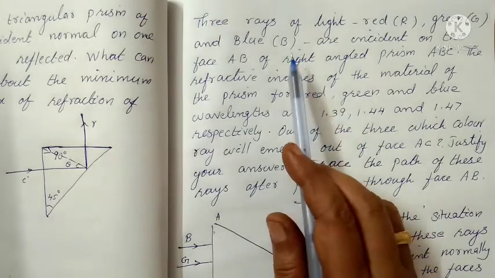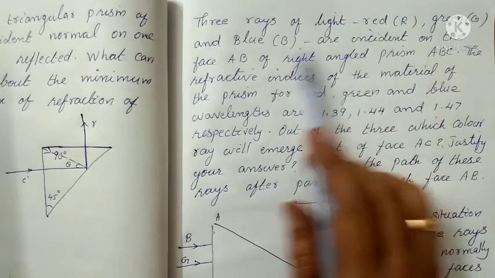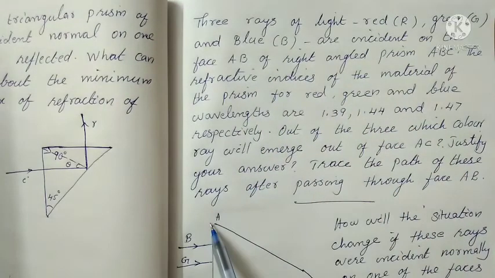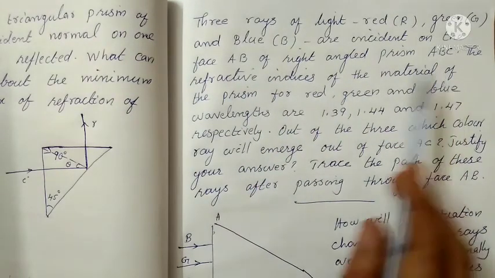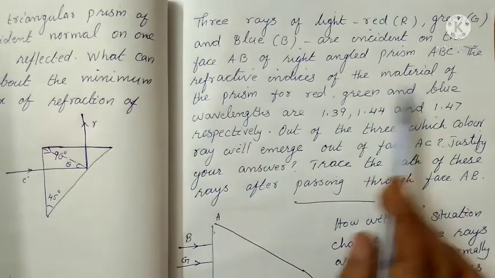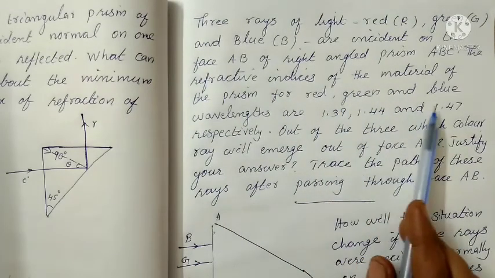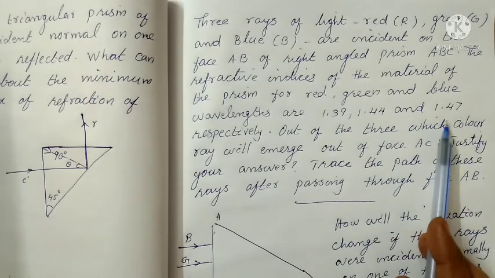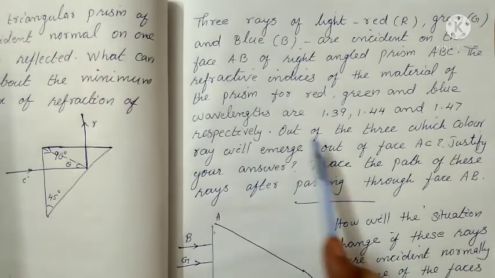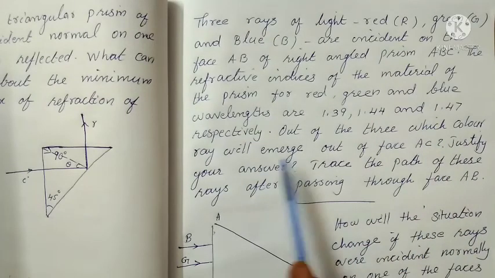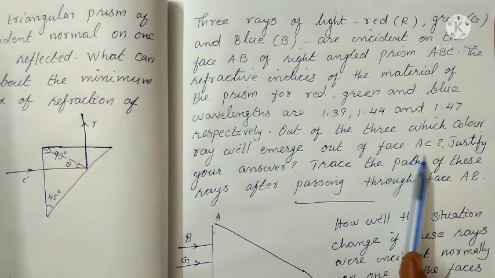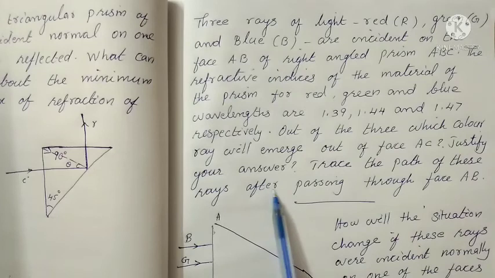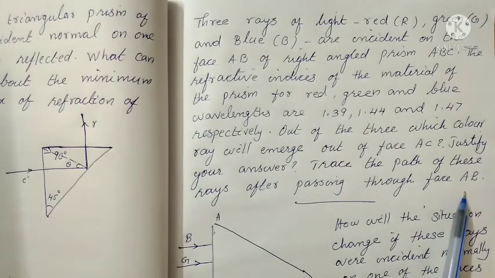Next question. Three rays of light, red, green and blue, are incident on the face AB of right-angled prism ABC. The refractive indices of the material of the prism for red, green and blue wavelengths are 1.39, 1.44 and 1.47 respectively. Out of the three, which color ray will emerge out of face AC? Justify your answer. Trace the path of these rays after passing through face AB.